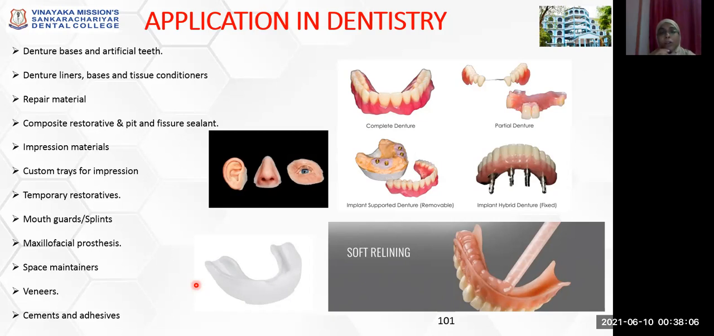This material has not limited itself just to the denture bases which we have used for replacing the teeth, but has found its application in so many other fields, like the denture liners, the denture bases, the various tissue conditioners which we use. It's being used as a repair material. The pit and fissure sealants, the composite resins, again have this denture base material. The various impression materials, custom trays, splints, the various maxillofacial prostheses, veneers, cements, adhesives. Everywhere, in some way or the other, these denture base resins have found their application.